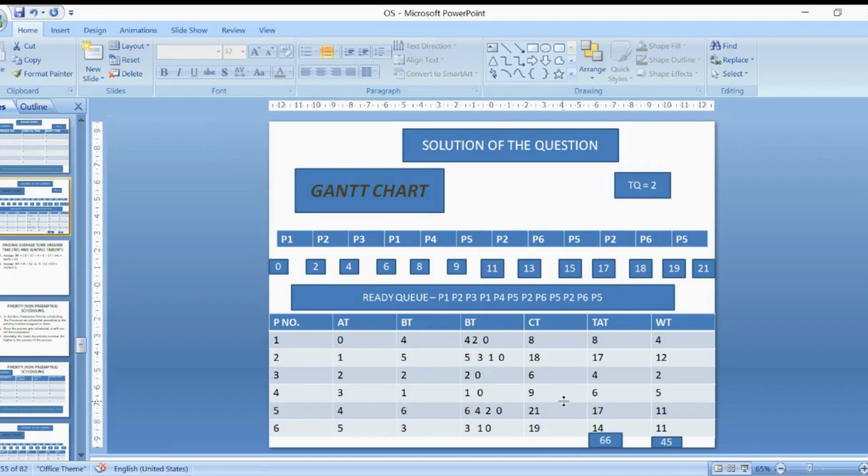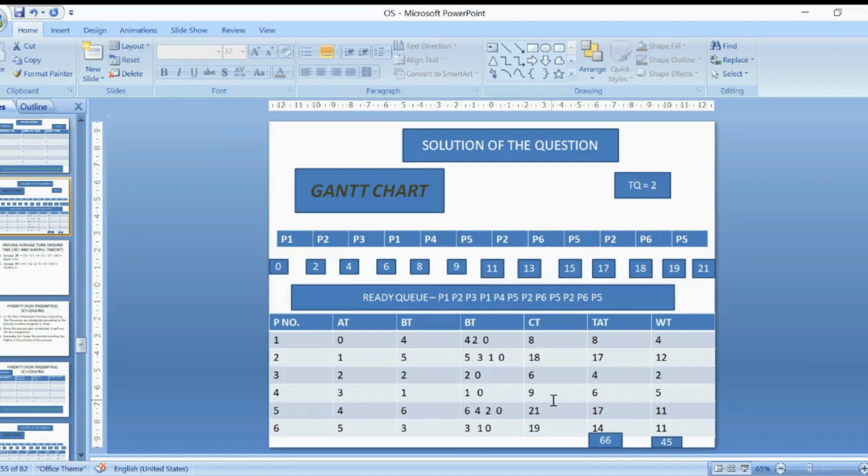Now we are going to find out the turnaround time. For turnaround time, we will subtract arrival time from completion time. So the turnaround time for process 1 is 8 minus 0, that is 8. For process 2 it is 18 minus 1, that is 17. For process 3 it is 6 minus 2, that is 4. For process 4 it is 9 minus 3, that is 6. For process 5 it is 21 minus 4, that is 17. And for process 6 it is 19 minus 5, that is 14. So the total turnaround time is 66.